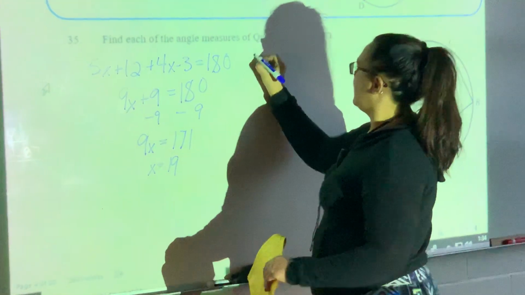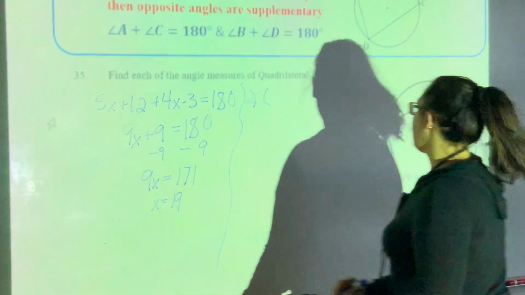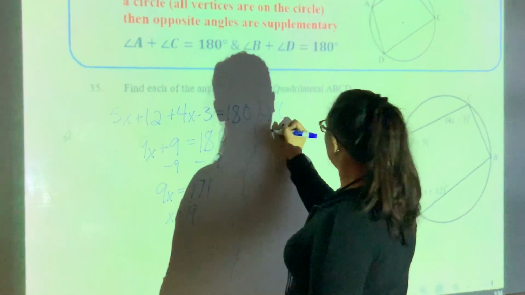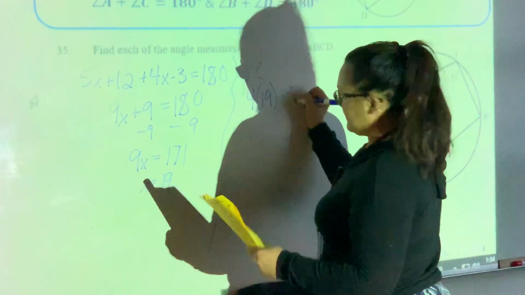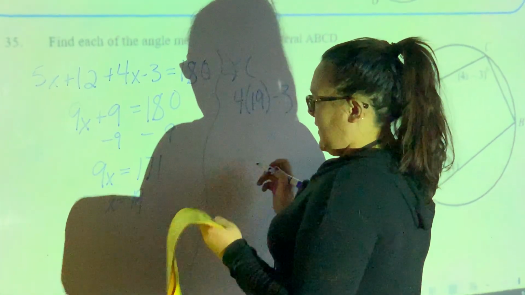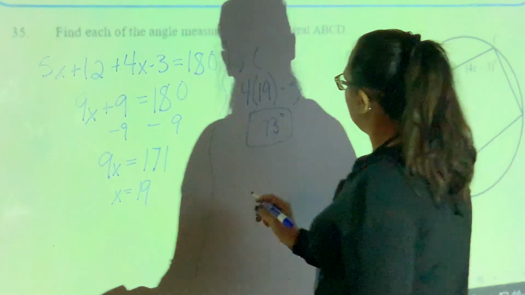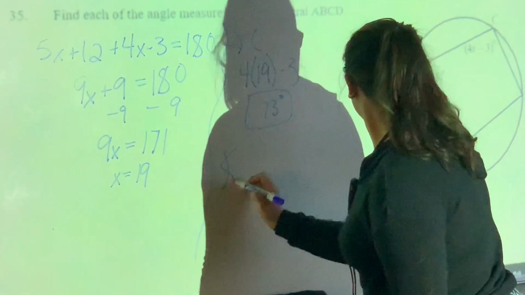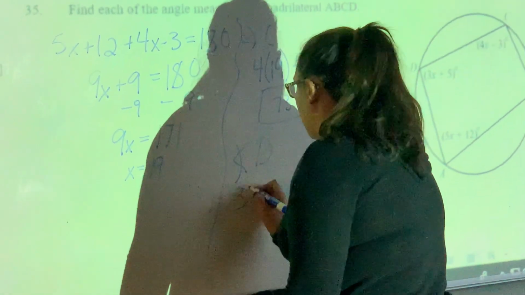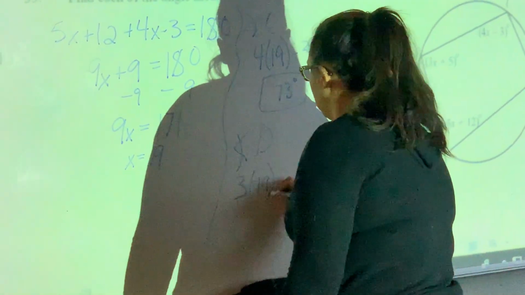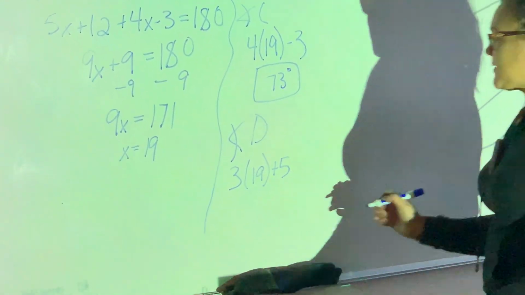So let's start with angle C. We have 4x minus 3, where x is 19, and that is 73. And now angle D, we have 3x plus 5, and x is 19. So add 5 to that. Angle D becomes 62 degrees.